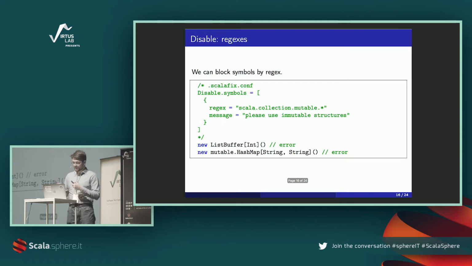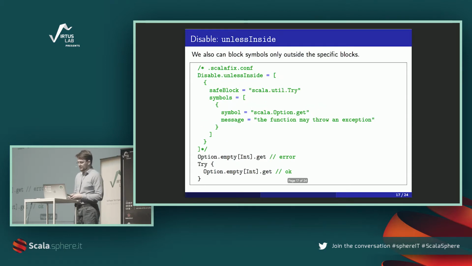Okay, and the next mode of disable is blocking by regexes. It's very helpful when we want to block everything in some package or some module. So here we are blocking all mutable collections in the Scala. So ListBuffer and mutable HashMap will be blocked.